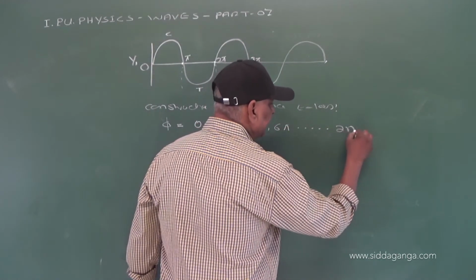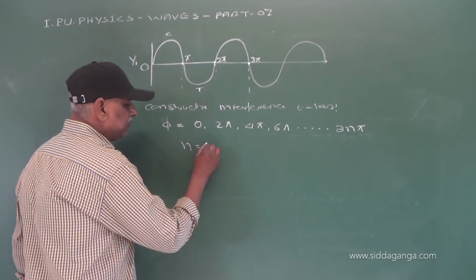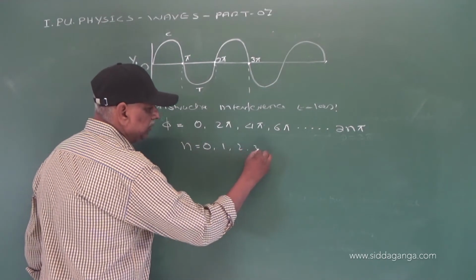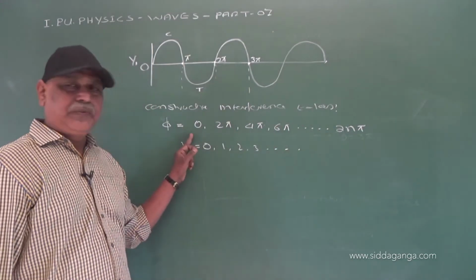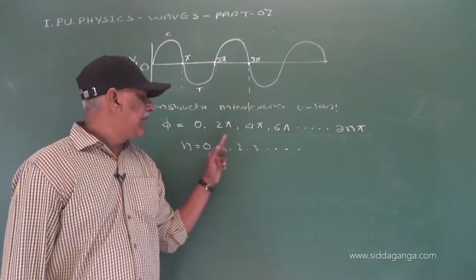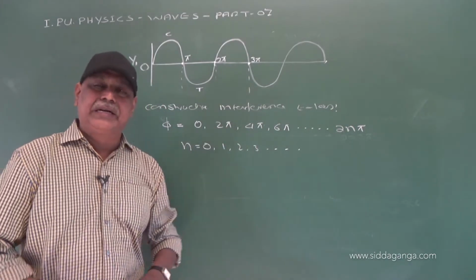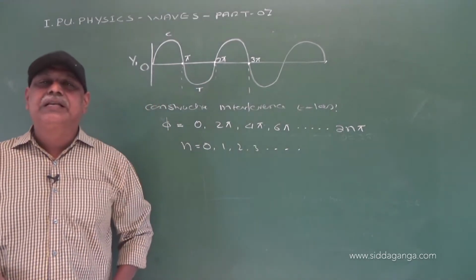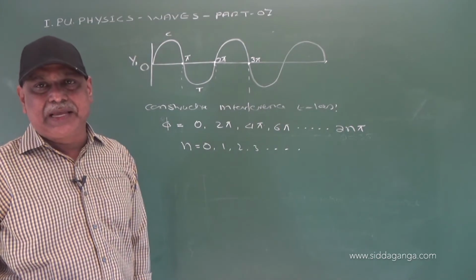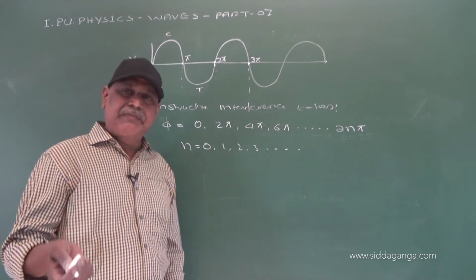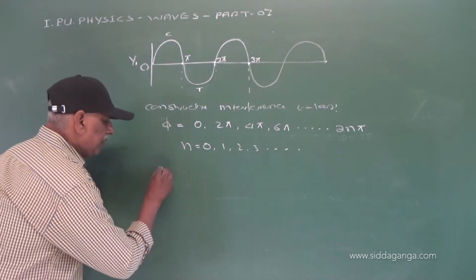In general, it is 2n pi, where n is equal to 0, 1, 2, 3, etc., an integer. You put n is equal to 0, we get 0. We put n is equal to 1, we get 2 pi. When we put n is equal to 2, we get 4 pi, etc. So, when phase difference is 0 and even pi, constructive interference takes place, resultant displacement, amplitude and intensity all increase.